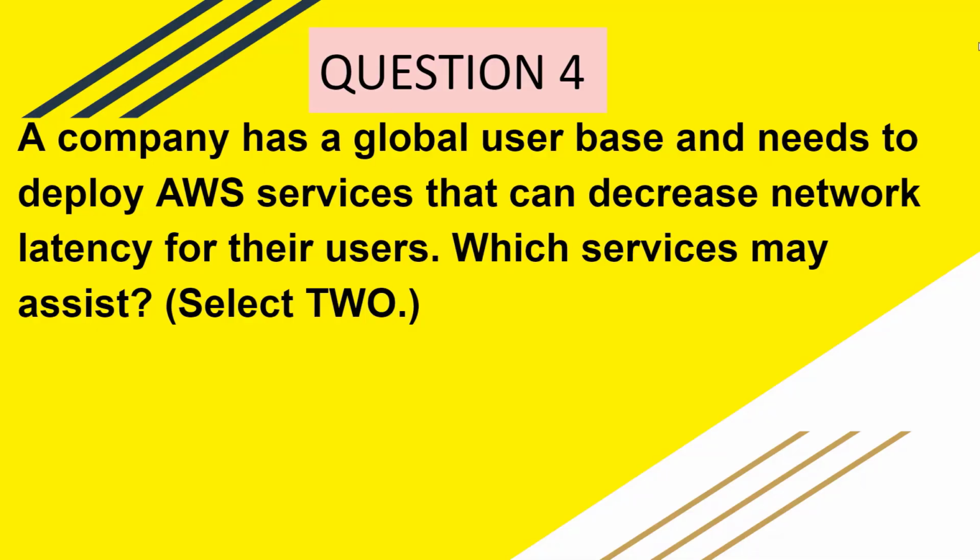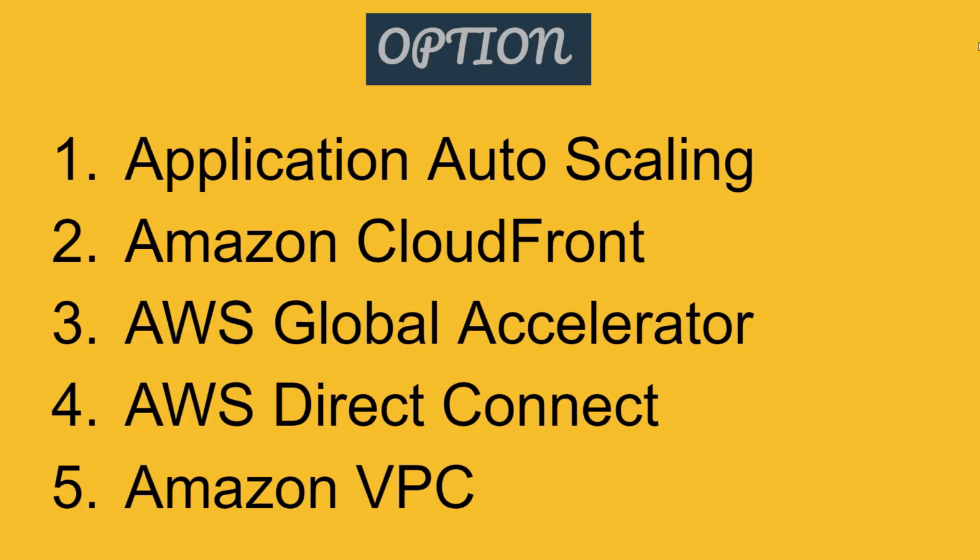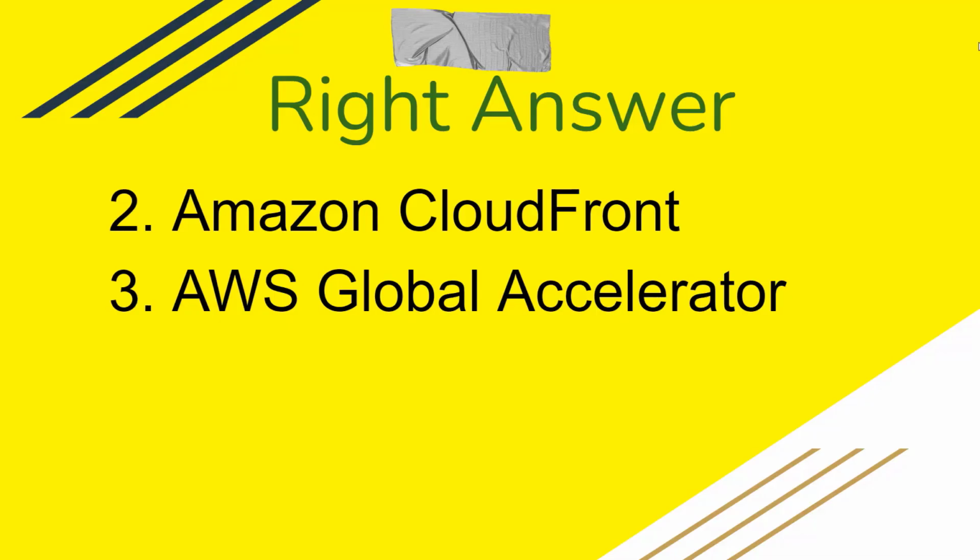Question 4. A company has a global user base and needs to deploy AWS services that can decrease network latency for their users. Which services may assist? Select 2. Option 1. Application Auto Scaling. 2. Amazon CloudFront. 3. AWS Global Accelerator. 4. AWS Direct Connect. 5. Amazon VPC. Right answer is 2. Amazon CloudFront. 3. AWS Global Accelerator.